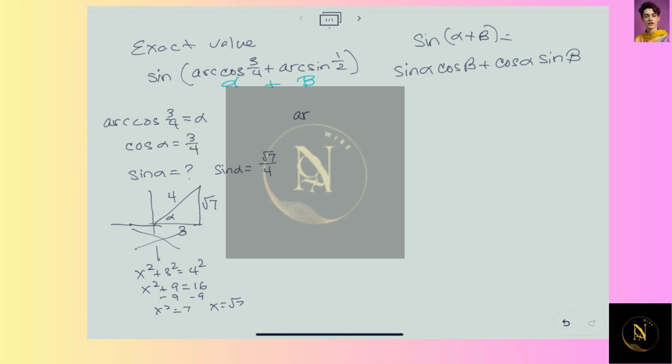Similarly, I'm going to let arcsine of 1/2 equal beta. That means that the sine of beta is 1/2. But again, from the formula, you can see I need cosine of beta. So again, I'm going to locate beta. Sine is restricted to 1 and 4. It's positive, so again, I'm going to be in 1.